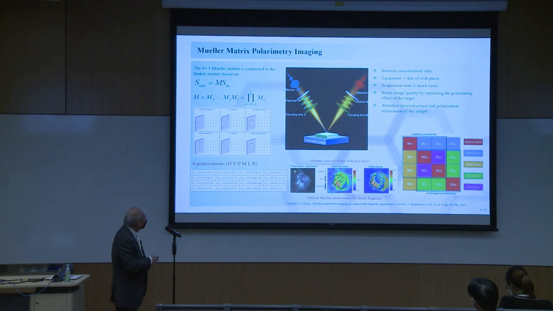You can see that if we do not exploit the polarization effect, we cannot distinguish the precancer region from the normal region. Whereas if we make use of the Mueller matrix and compute the depolarization and retardance from it, we can distinguish the two regions very clearly. But this is done at optical frequency.